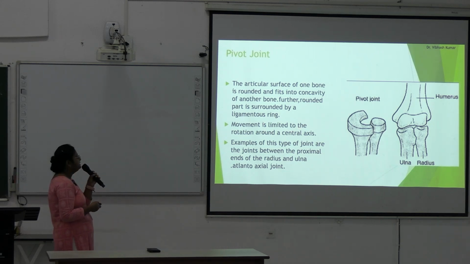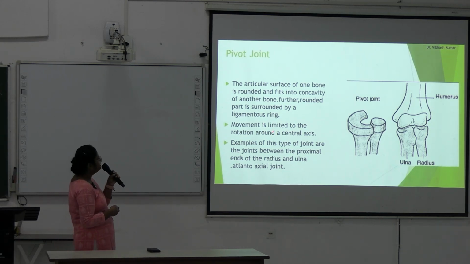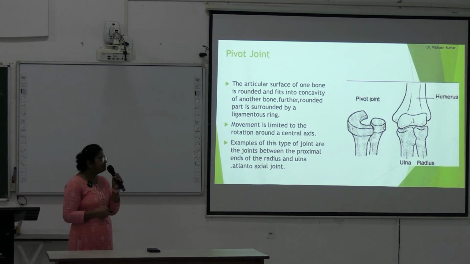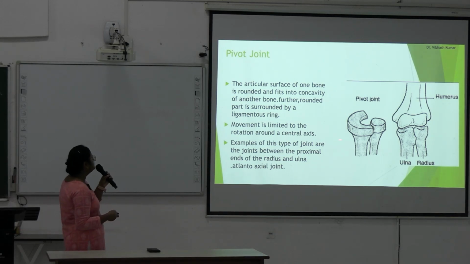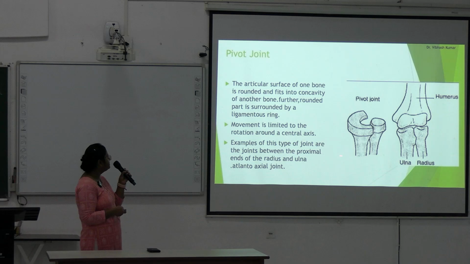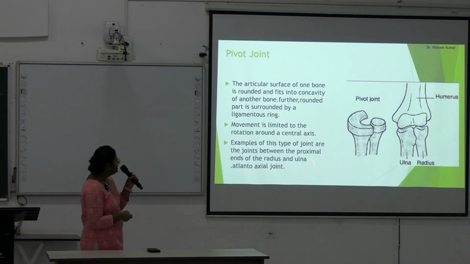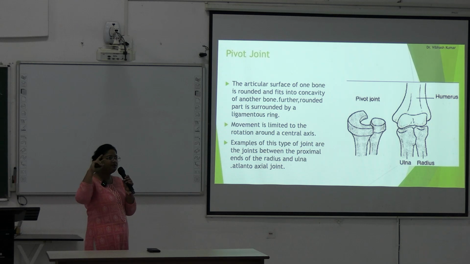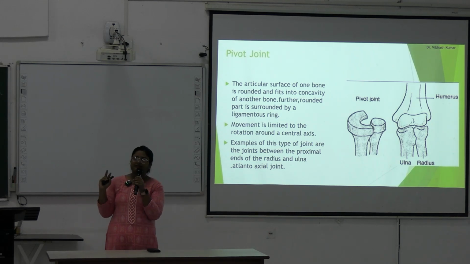So movement is limited to the rotation around a central axis. Around this vertical axis only rotation occurs in pivot joints. An example of this type of joint is the joint between the proximal end of radius and ulna. Another is the atlanto-axial joint, which occurs between the first two cervical vertebrae, between atlas and axis.